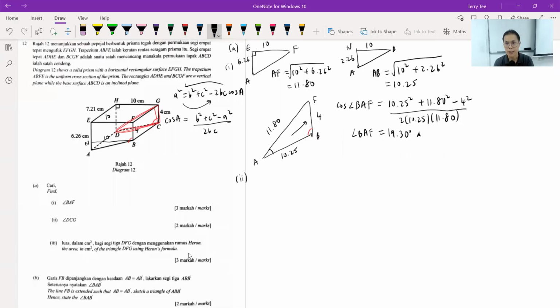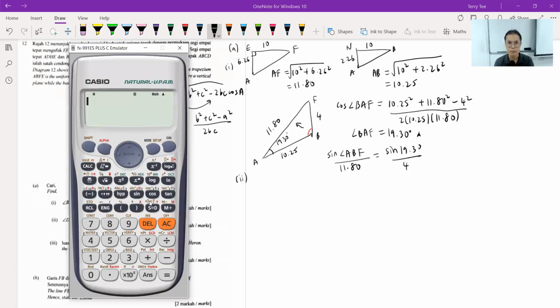So let's start by finding ABF, okay? So we use sine rule because I know this angle now, 19.3. I know the opposite length, so I'm going to write sine angle ABF divided by 11.8 equals sine 19.3 divided by 4. Okay, let's use a calculator. Sine 19.3 divided by 4, I multiply by 11.8. Whatever I get, shift sine answer equals.